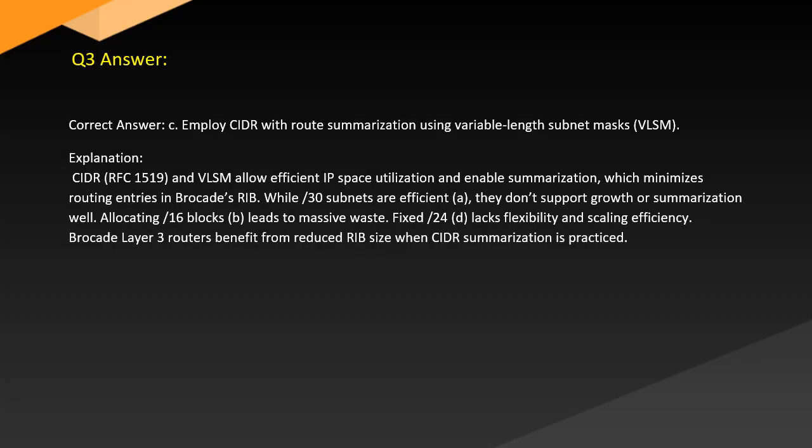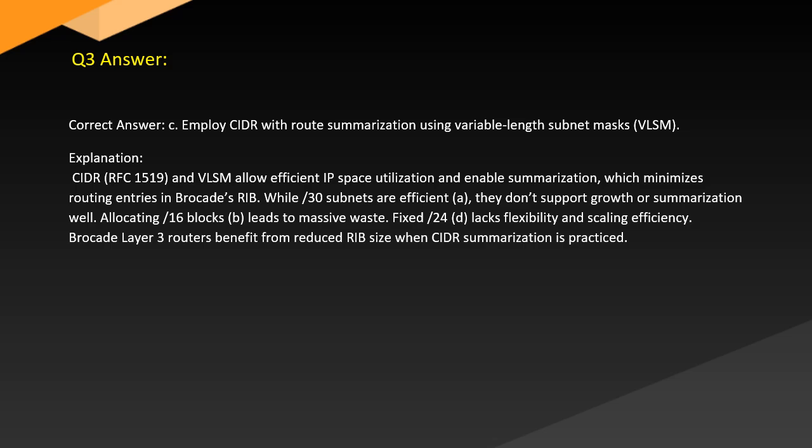Answer. Correct answer: C. Employ CIDR with route summarization using variable length subnet masks, VLSM. Explanation: CIDR, RFC 1519, and VLSM allow efficient IP space utilization and enable summarization, which minimizes routing entries in Brocade's RIB, while /30 subnets are efficient for point-to-point links, they don't support growth or summarization well.